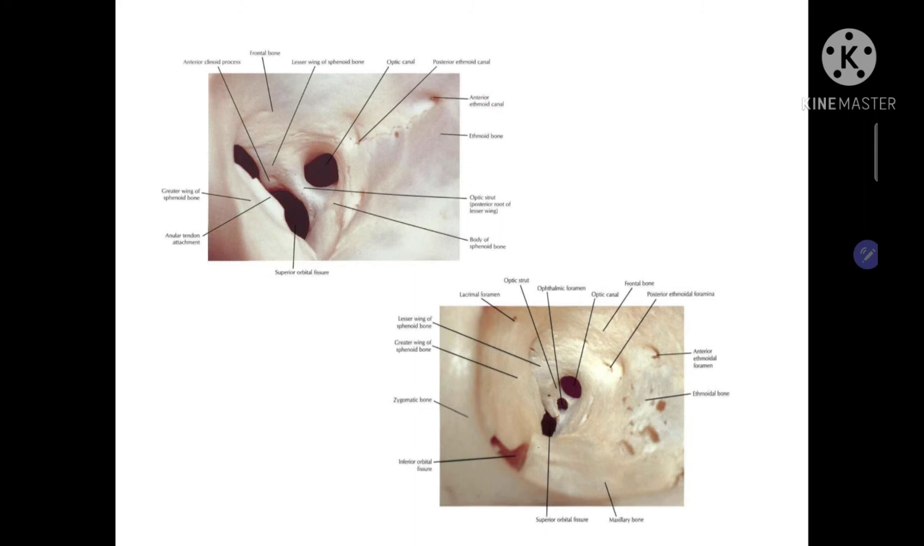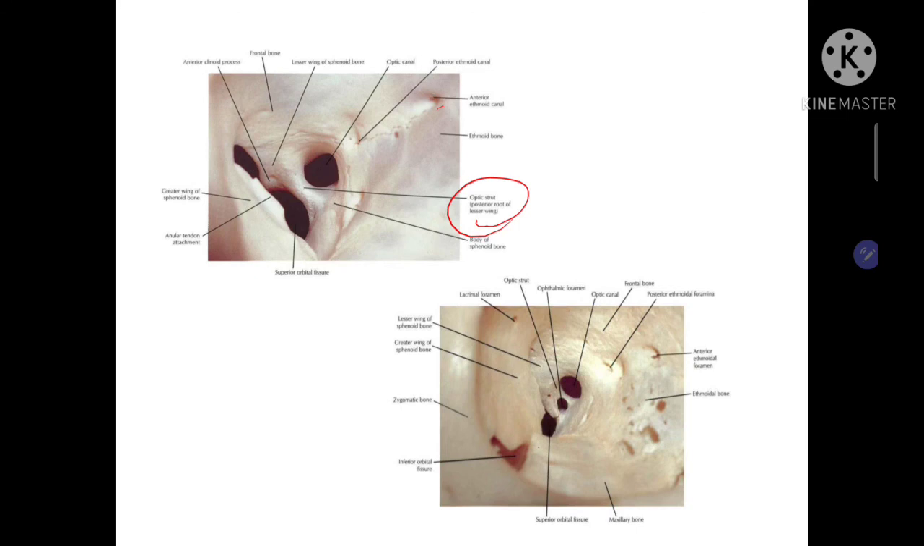Now we are seeing from the orbit. We are watching the view from the orbit. Again, the optic strut, posterior root of the lesser wing. You can see it here. The body of the sphenoid bone. You can see here the optic canal. You remember when we spoke about the ethmoid bone, we said we have the anterior and posterior ethmoid channels. Okay, so we see here, remember, anterior and posterior ethmoid channels.